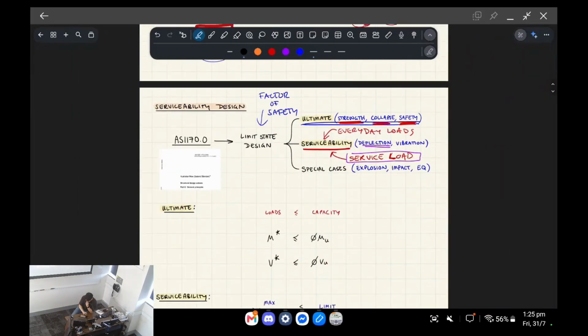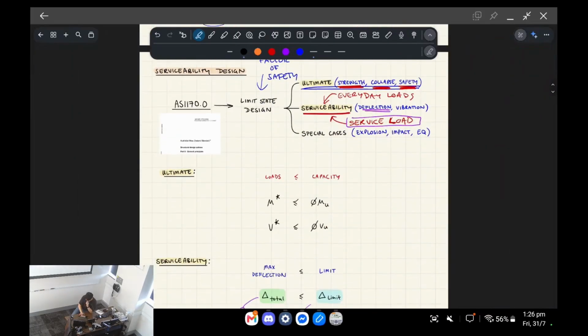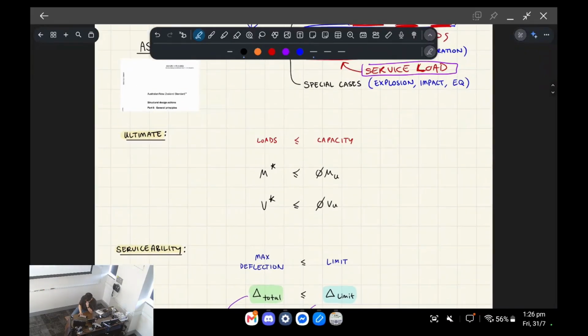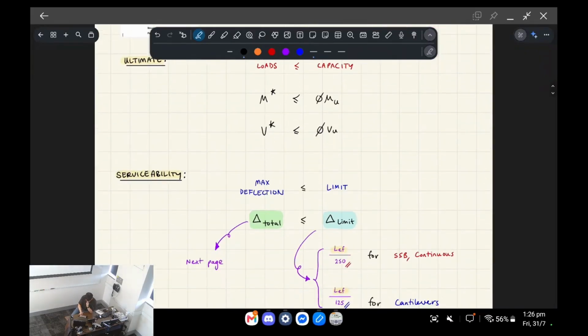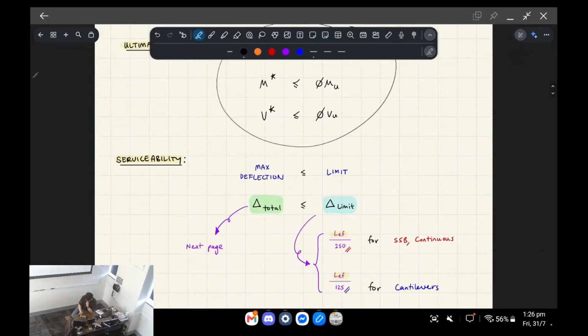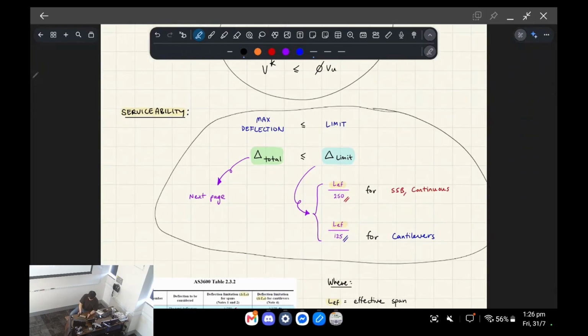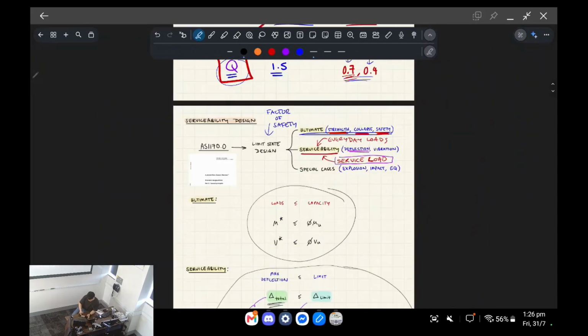Okay, so that's ultimate and service limit state design and the philosophies that we adopt. Those are the ultimate actions that we've looked at. Now you'll see here, serviceability is basically limiting the deflections versus some kind of limit. And the limit is based on this concept of curvature.